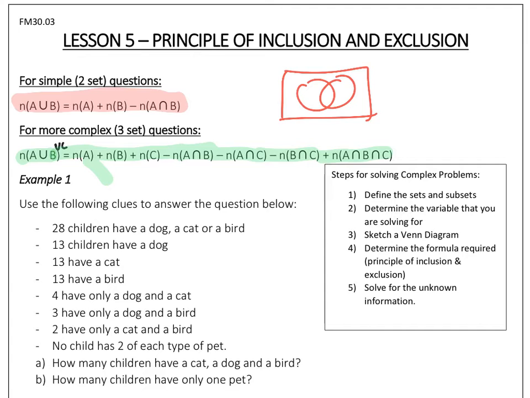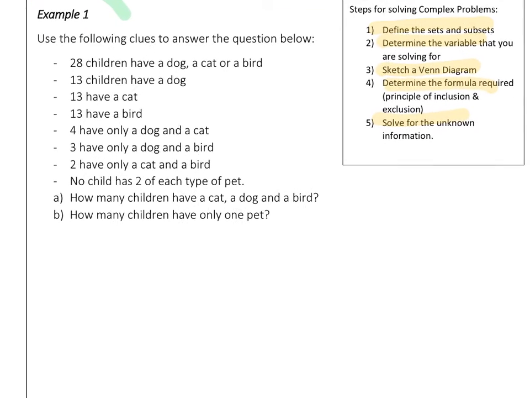So let's just get right to work looking at this problem. I have some steps for you over here on the side if you are a step follower. So you're going to define your sets, determine the variable, sketch a Venn diagram, use your formula, solve for your unknown information. Okay, so let's just get right to it here.